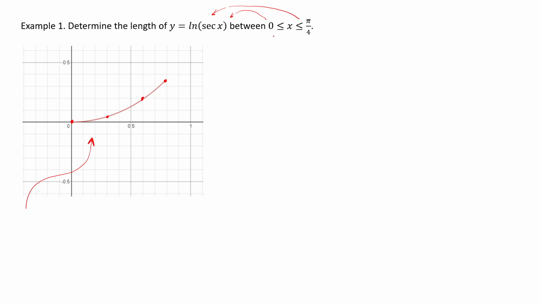One tip here is that since the problem points out that the range of your length is between this x range from 0 to pi over 4, it means we're going to integrate with respect to x. So we're going to use the formula in terms of x. The formula is this one with respect to x: from x1 to x2, the square root of 1 plus (dy over dx) squared, dx.